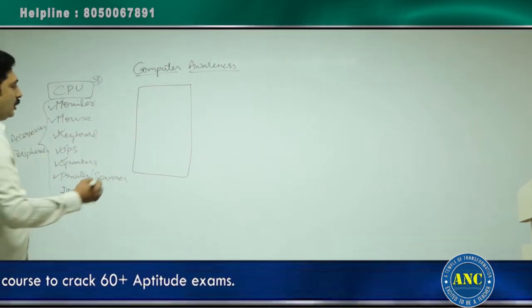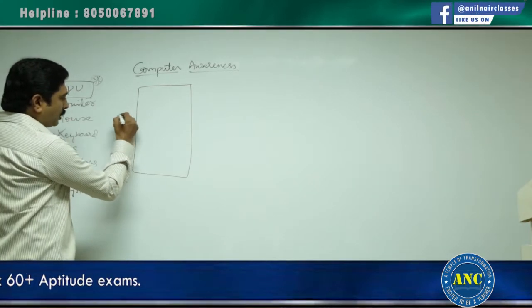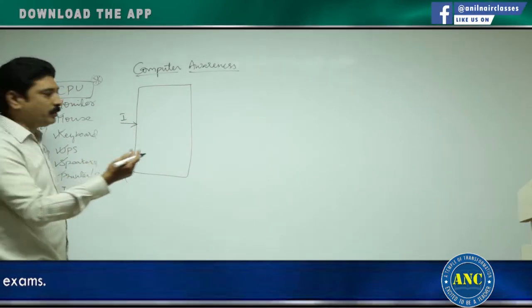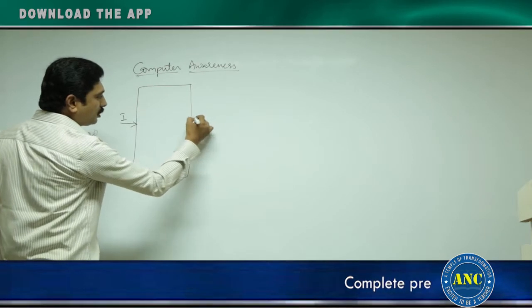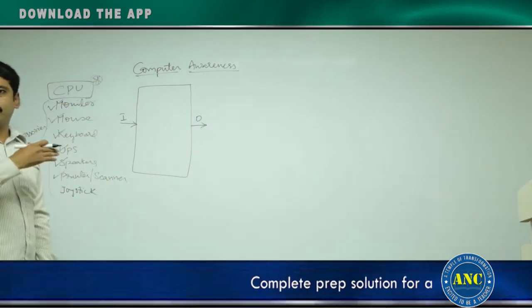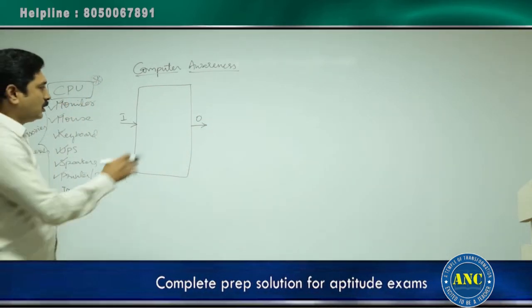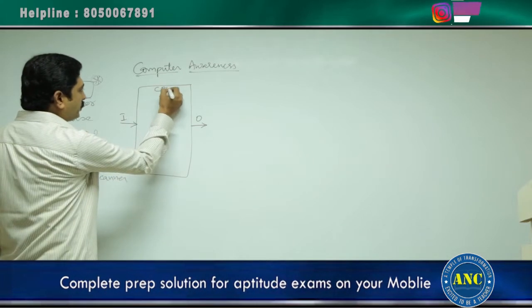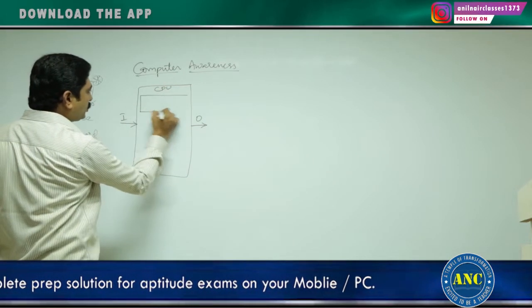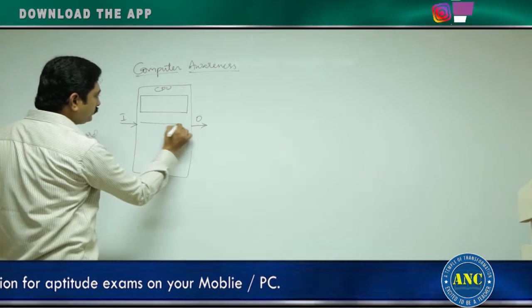Now there is something that gives an input, whichever it could be, and then there is something called an output. Input goes and output comes. So this is the CPU. In this CPU, what all will be there? There are two major parts.